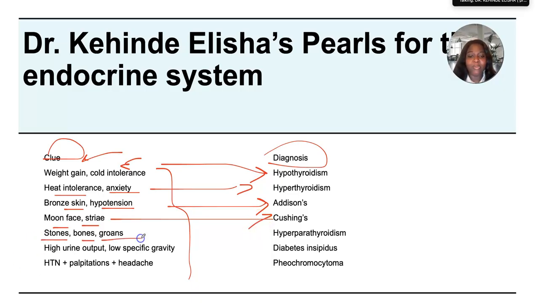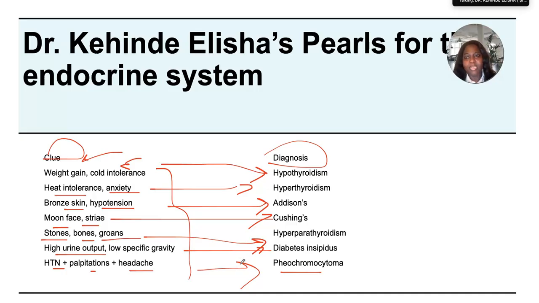Stones, bones, and groans, you're going to be suspecting hyperparathyroidism. When you see keywords like high urine output, low specific gravity, you're going to be suspecting diabetes insipidus. When you see hypertension plus palpitations plus headache, you're going to be seeing what? You're going to be suspecting pheochromocytoma.